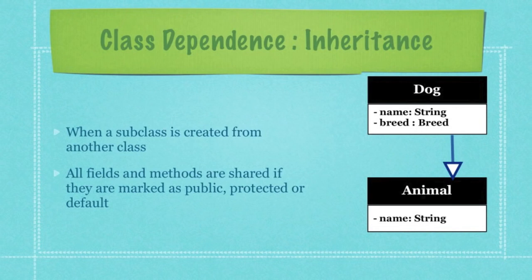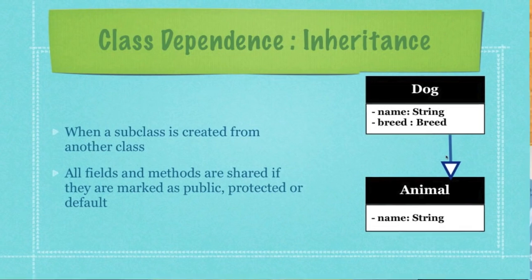And then finally, the last level of dependence is inheritance. And with inheritance, we have an example of a very tightly coupled relationship. And this is when we have a subclass that is created from another class. Here we have a subclass named dog that is created from the animal superclass. And whenever we create any subclasses, all fields and methods are shared between these guys if those fields and methods are marked as public, protected, or default.